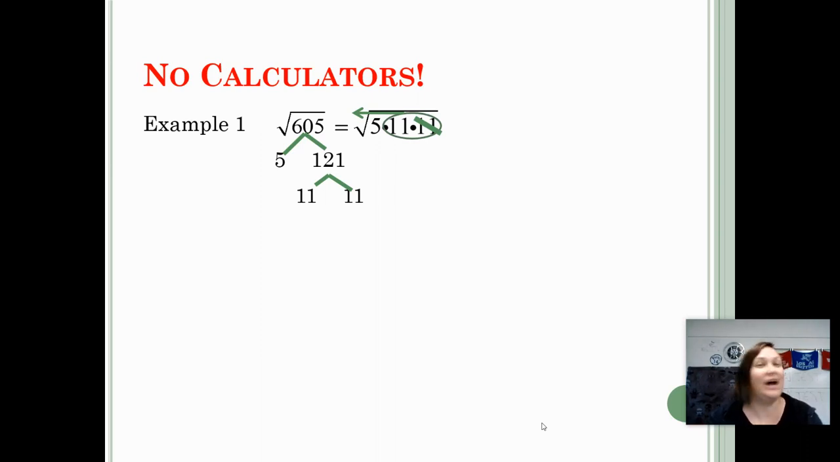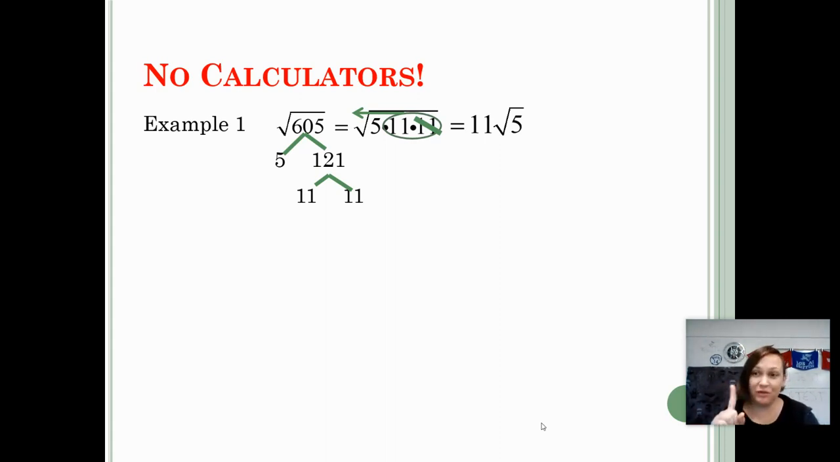Any number that did not have a partner, that was not part of a pair, that you did not circle, stays underneath the radical sign. So the 5 will stay underneath. And my final answer to this problem is 11 rad 5. Rad is just another way of saying square root.